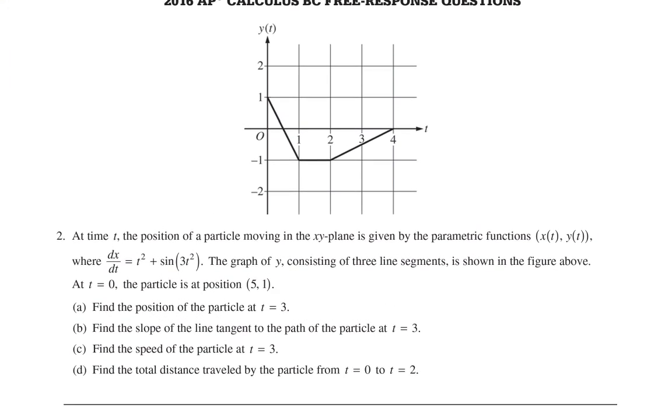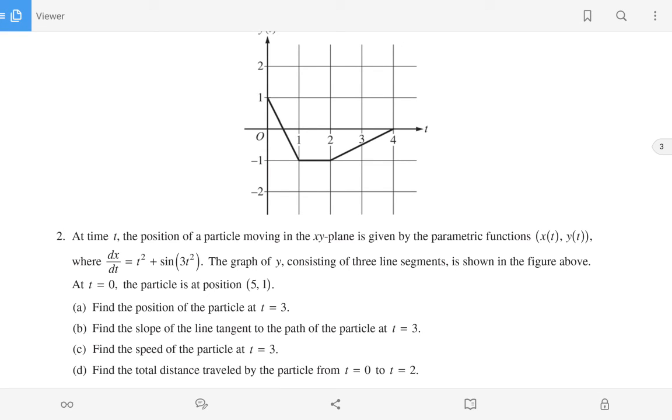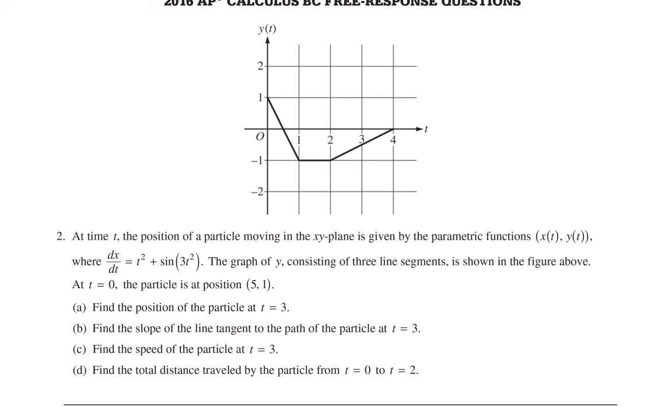Find the speed of the particle. Now, isn't that the magnitude of the velocity vector? Isn't that x prime of 3 squared, which you just figured out, plus y prime of t squared at t equals 3, which was 0.5 squared, a quarter. So let's do the square root of x prime of 3 squared plus y prime of 3 squared. There you go.